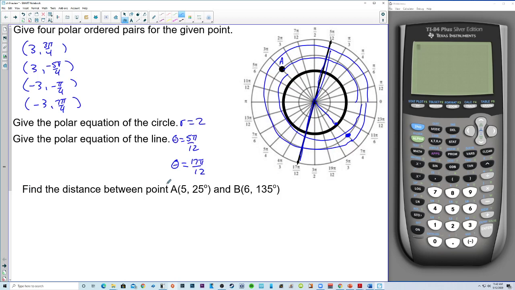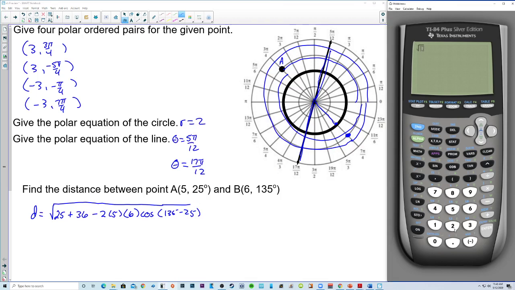Find the distance between point A and B. Well, this is the law of cosines. So the distance is the square root of 25, that's 5 squared, plus 36, that's 6 squared, minus 2 times 5 times 6, and then times the cosine of 135 minus 25.